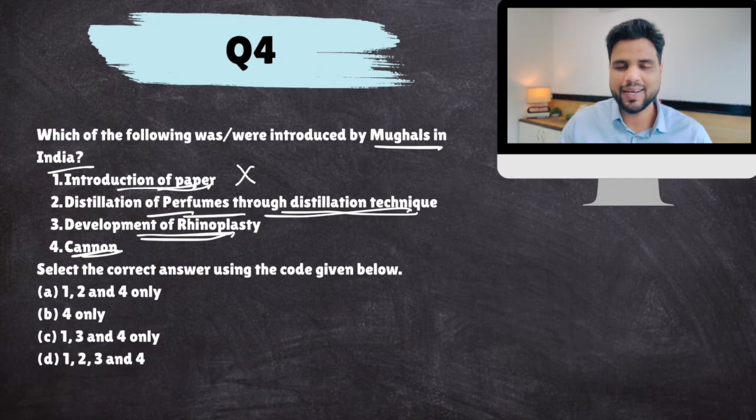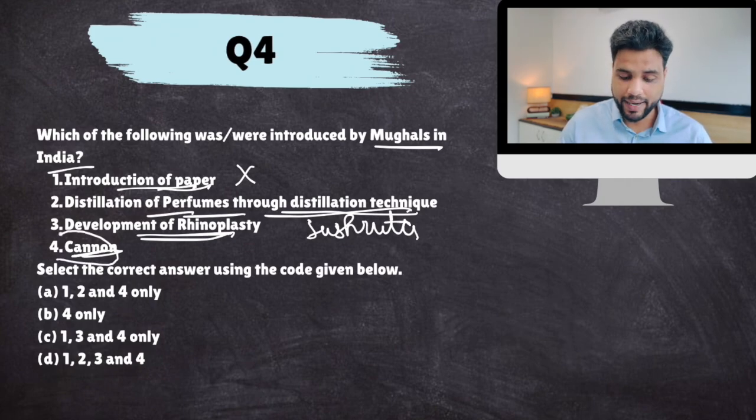Rhinoplasty was, well, in ancient India, Sushruta. But yes, Babur did introduce cannon in India. So only 4 is correct.